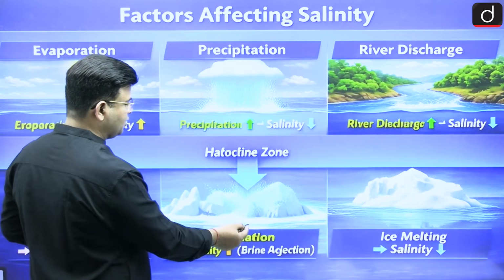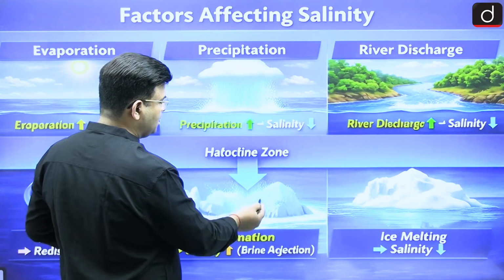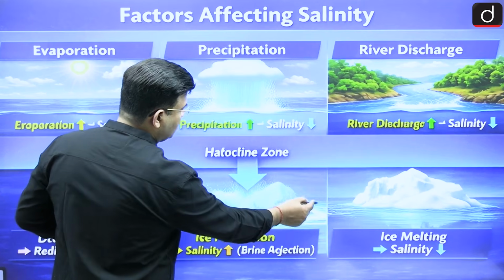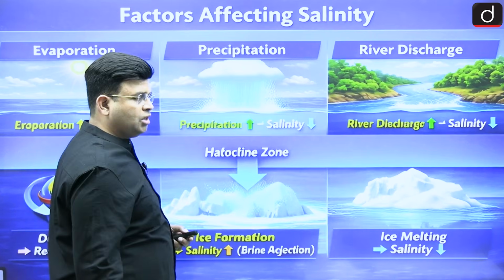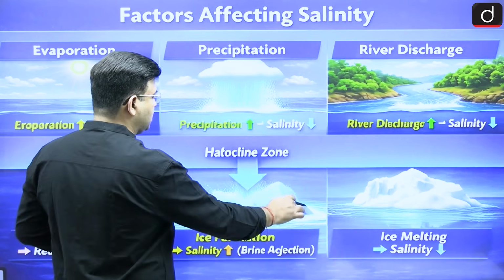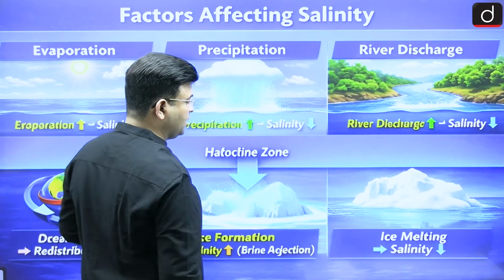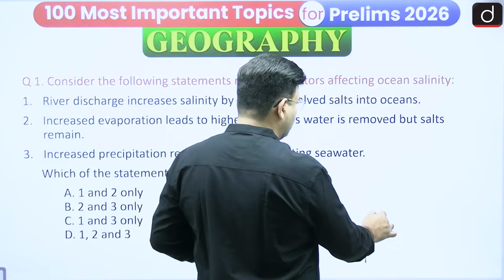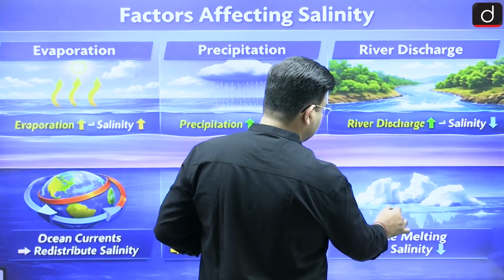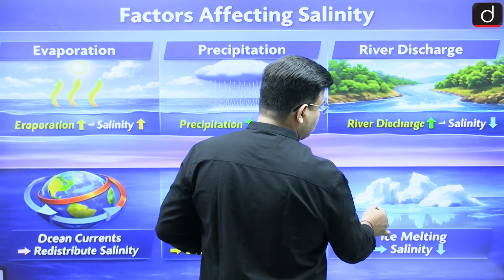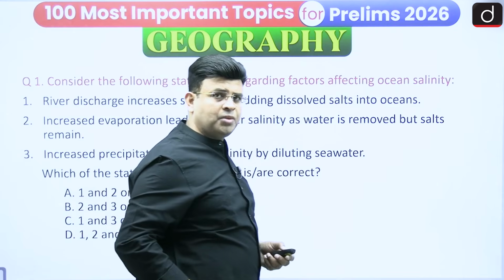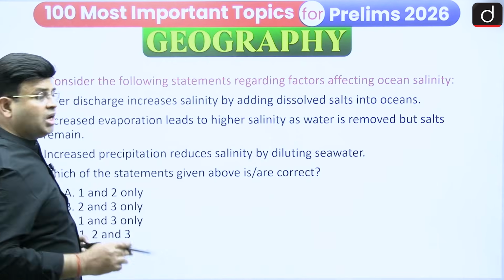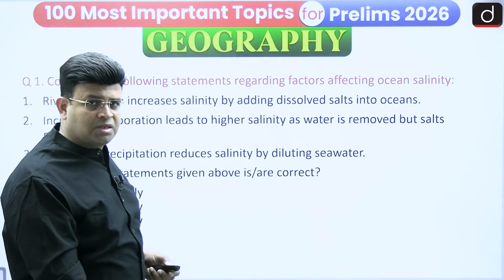When ice formation is taking place, the salt is released into the ocean, and the salinity of the ocean nearby will increase. But when the ice is melting, it mixes fresh water, so the salinity will decrease. Is it okay? Ice melting causes salinity to decrease.